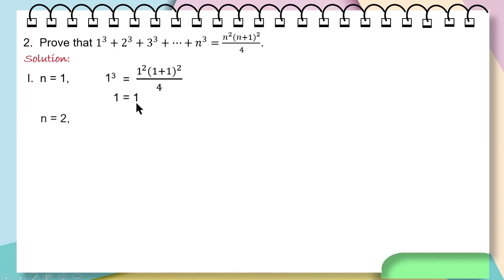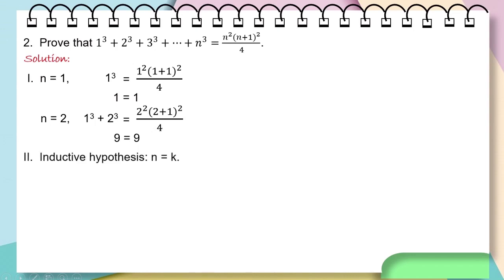When n is equal to 2, we have 1 cube plus 2 cube equals 2 squared times the quantity 2 plus 1 squared over 4. Replace n by 2, and on the left side, we copy the first two terms. Simplify, 1 raised to 3 is 1, and 2 raised to 3 is 8, so 1 plus 8 is 9. Here, 2 plus 1 is 3, raised to 2 is 9, times 2 squared, which is 4, is 36. Divide by 4 is also equal to 9. You can try more values to verify.